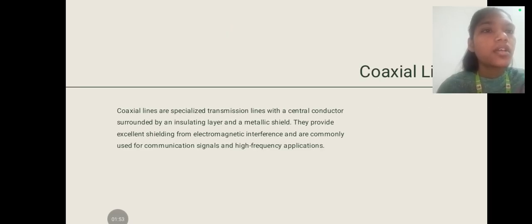Coaxial lines. Coaxial lines are specialized transmission lines with a central conductor surrounded by an insulating layer and a metallic shield. They provide excellent shielding from electromagnetic interference and are commonly used for communication signals and high frequency applications.